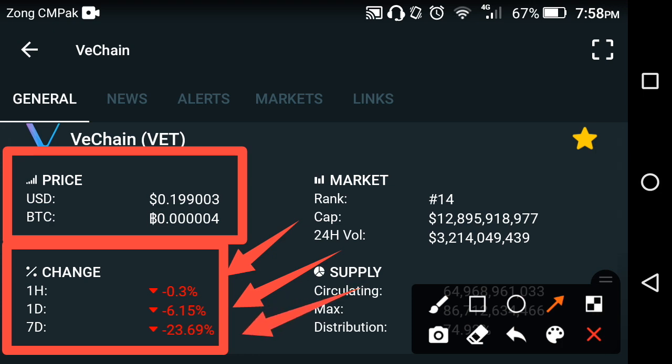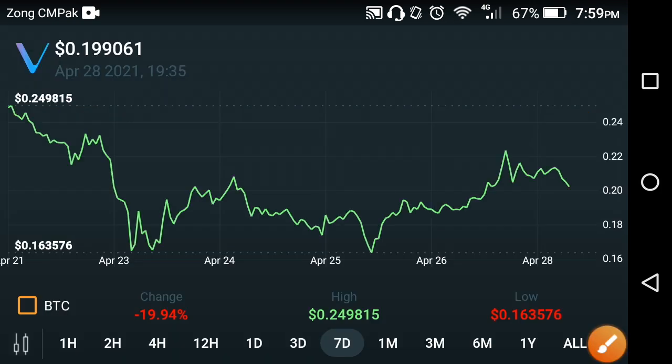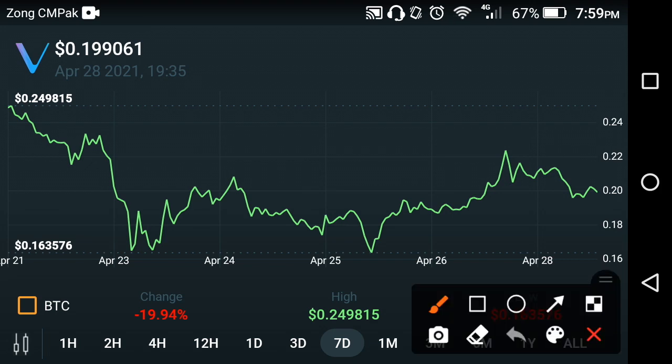Oh my god, it's only red and red in Vechain coin, friends. What's gone wrong with Vechain coin? It's gone wrong, friends. Now let's see the price prediction chart of Vechain coin, what the price change was in the last 1 week, friends.